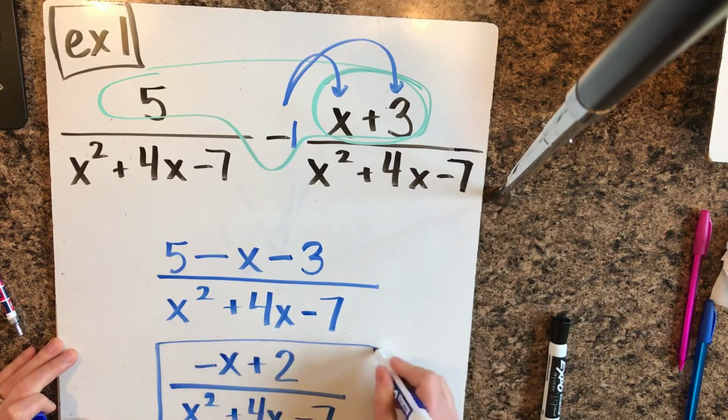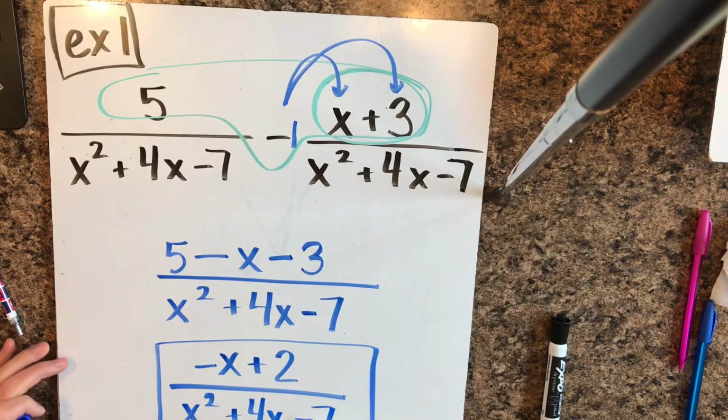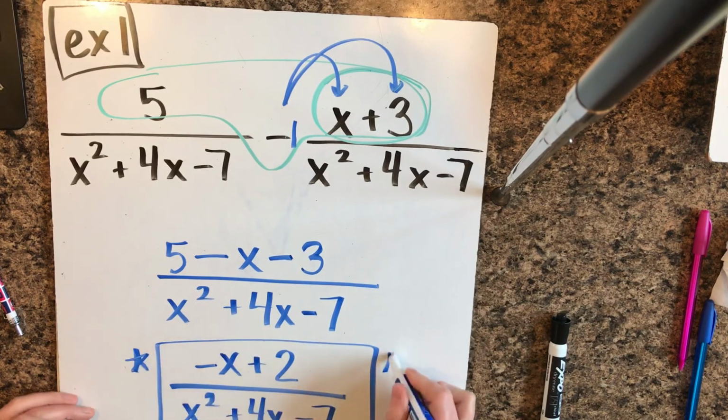Now we talked about this yesterday. If you can factor the denominator, you might want to see if something can cancel. However, there's nothing that multiplies to make 7 that adds or subtracts to make 4. So the bottom is not factorable. This is it. We are done with example number 1.